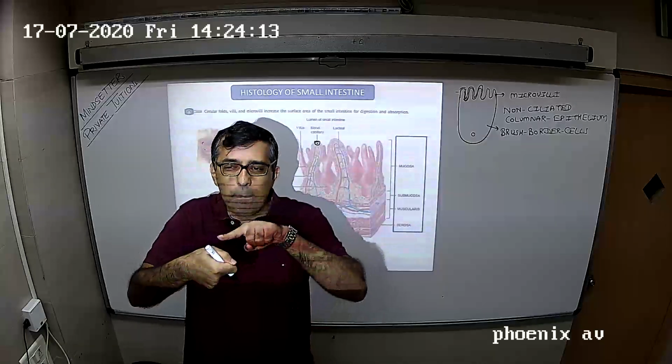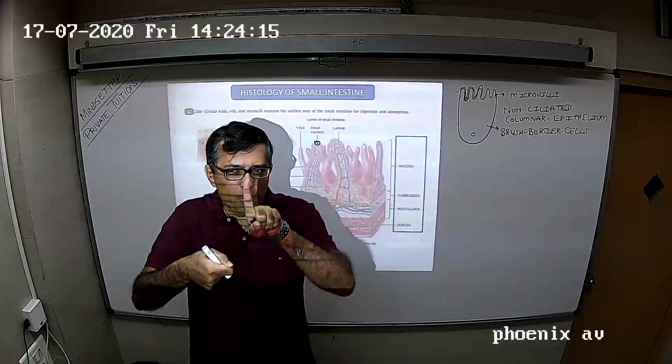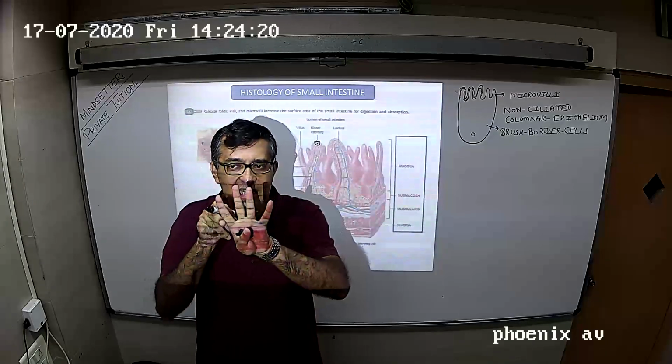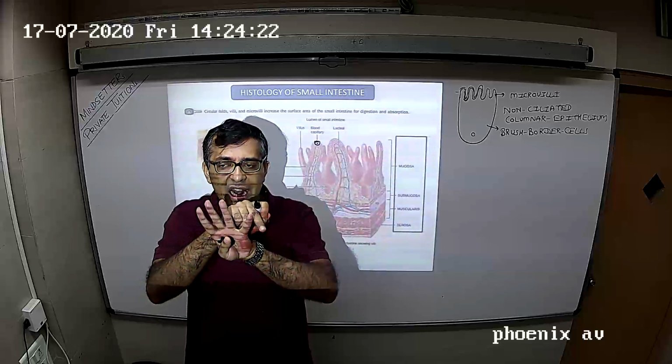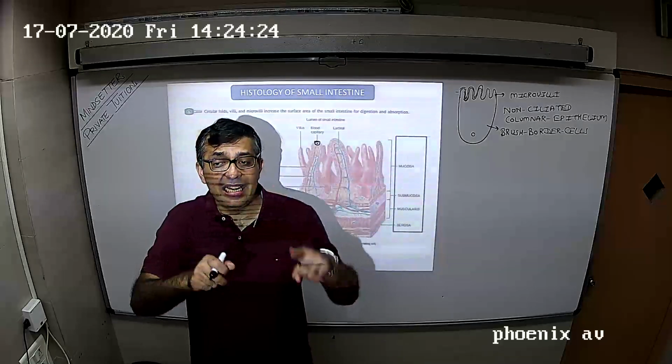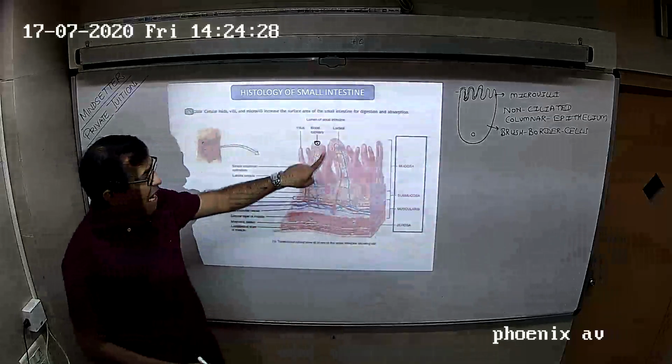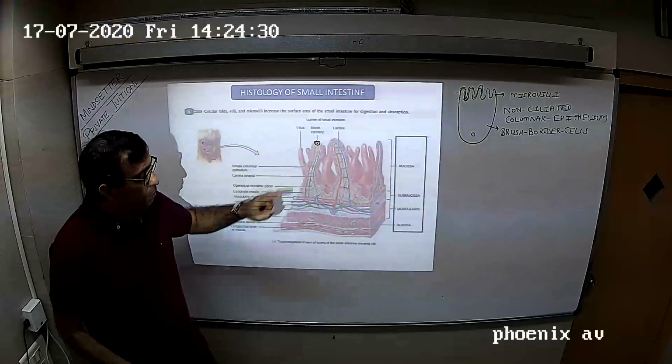Brush border like a brush. तो, brush के ऊपर बहुत सारे bristles होते हैं. वैसे यहाँ पर brush border cells है. Lots of microvilli. It will tremendously increase the surface area for absorption. So, that is the kind of epithelium.